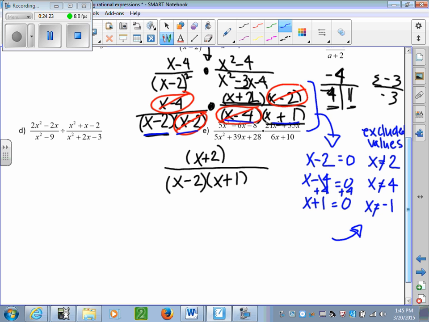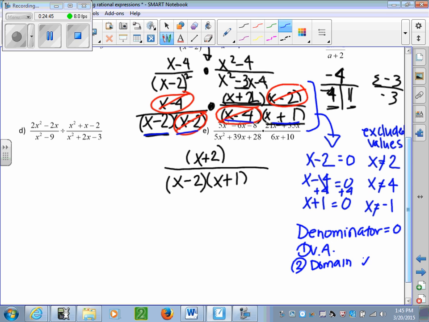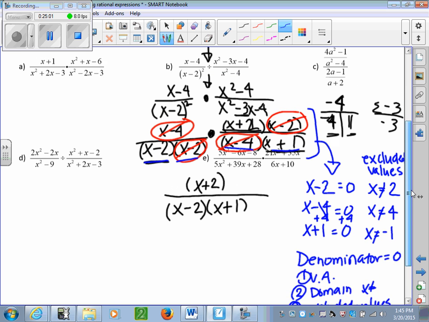We've now learned three things we can find by setting our denominator equal to 0. When we set our denominator equal to 0, we can find vertical asymptotes. It can tell us where our domain is undefined or where our domain doesn't equal something. So remember, we'd always write that as domain does not equal something. And it also tells us what we just learned, which are our excluded values. So three things we can find when our denominator equals 0. All right, so that's that one.